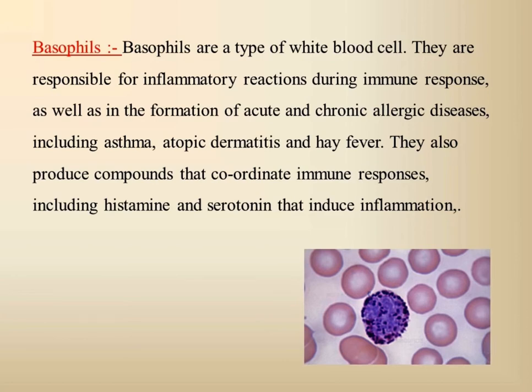So it will be activated in allergic diseases like asthma, atopic dermatitis, and hay fever. Its number will rise. The normal value is about 0.5 to 1%, in the normal cases found in the blood. They also produce compounds. As you see in the picture, these are basophil cells. They also produce compounds that coordinate the immune response.